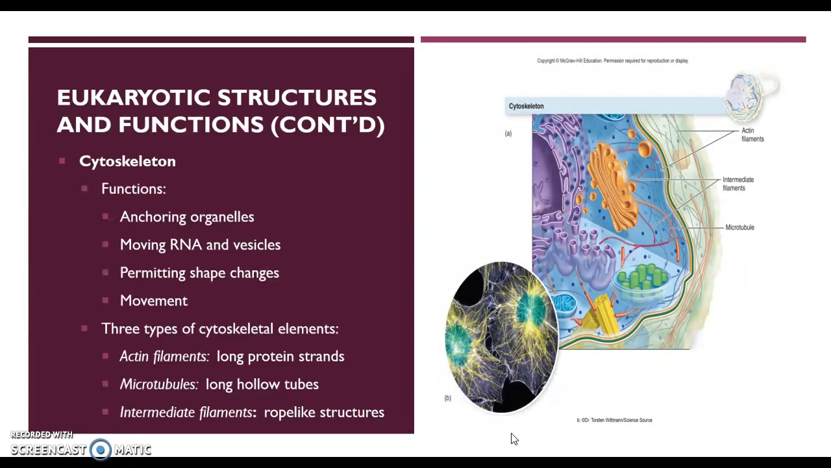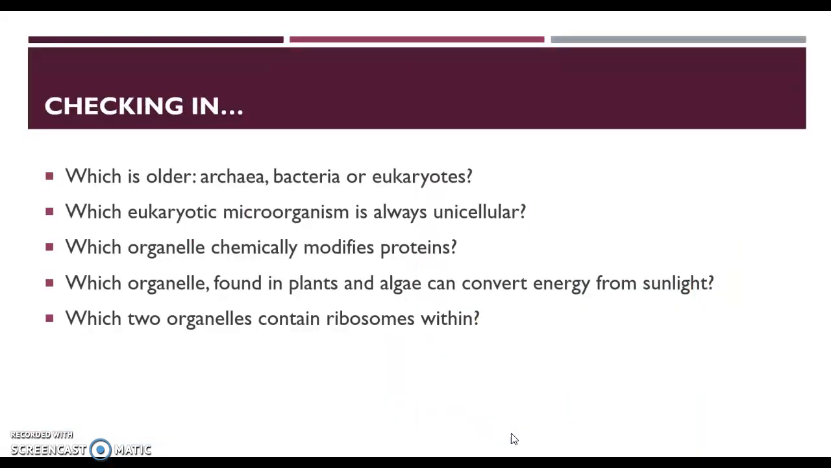You have actin filaments, which are very long protein strands. We also have microtubules, which are long hollow tubes. These are the components of the flagella. And then we have structures called intermediate filaments that are rope-like. They are thinner than actin filaments and typically shorter.